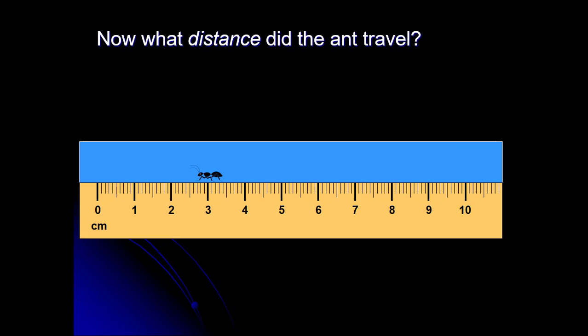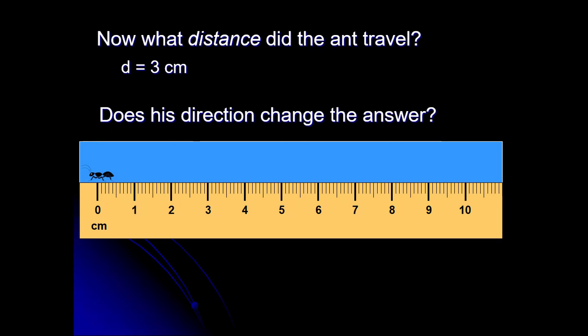And there he goes. All right, now, what if our ant starts over here on the 3 centimeter mark? What is the distance that he travels if he goes back to the 0 point? It's still 3 centimeters. His direction does not change the answer. He still travels the same distance because it's a scalar quantity. We don't care about direction.